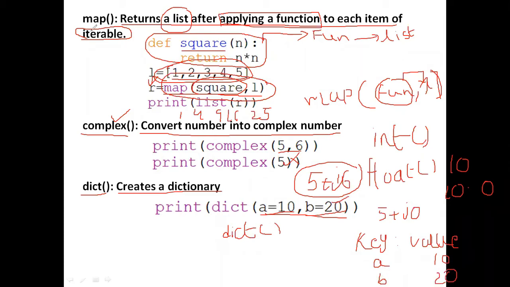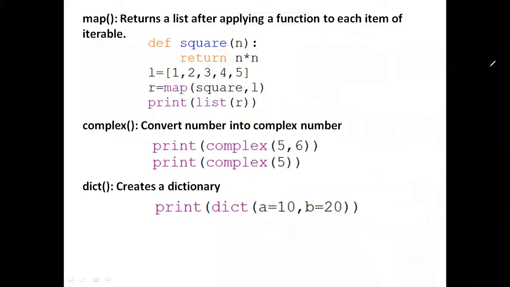The map function is used to apply a function on each item in an iterable data type. The complex function converts a number into a complex number, and the dict function is used to create a dictionary. Now we execute these functions first.